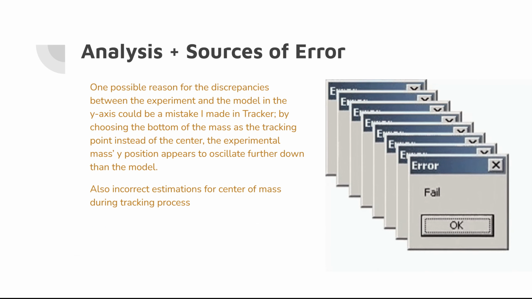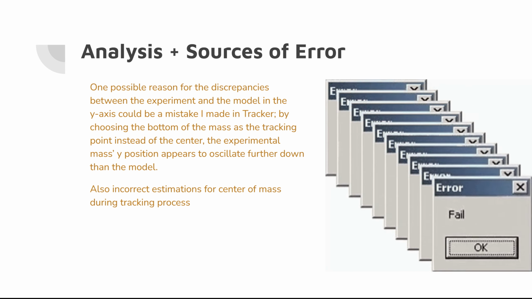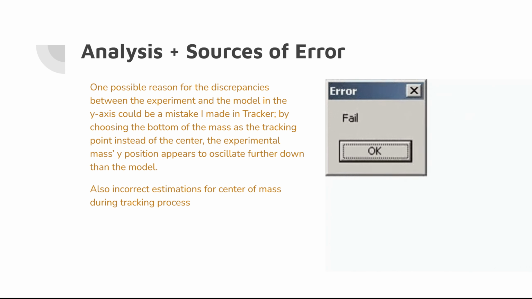So here's our analysis and our source of error. One possible reason for the discrepancies we notice between the experiment and the model on the y-axis could be a mistake that I made in the tracker. By choosing the bottom of the mass as the tracking point instead of the center, the experimental mass's y position appears to oscillate further down than the model. Also, incorrect estimations of the center of mass during the tracking process were sources of error.